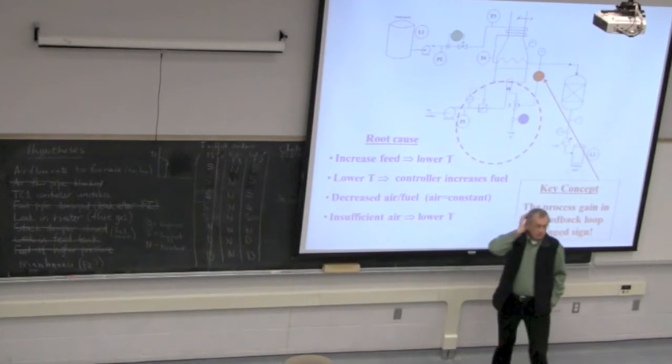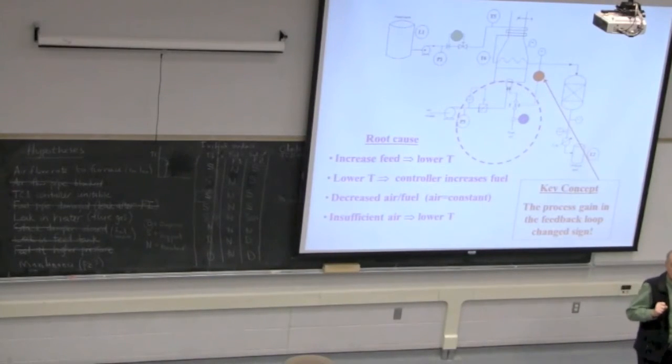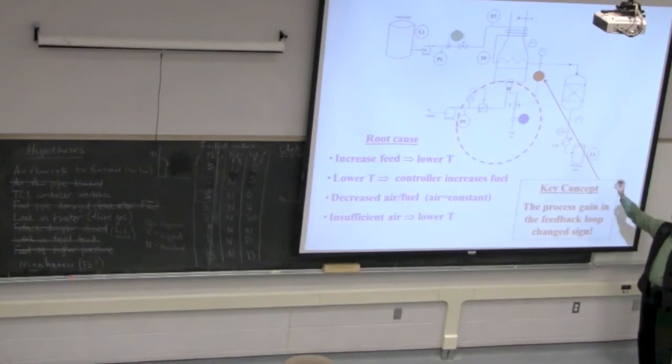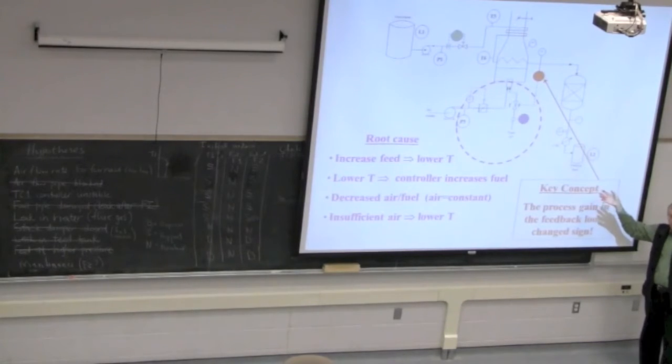So if we think about that from process control, 3P4, everybody remembers that. That's the best one. What's this laughter? The process gain has changed. The sign of the process gain has changed. And the controller doesn't know that. So the controller is making exactly the wrong correction in the wrong direction.